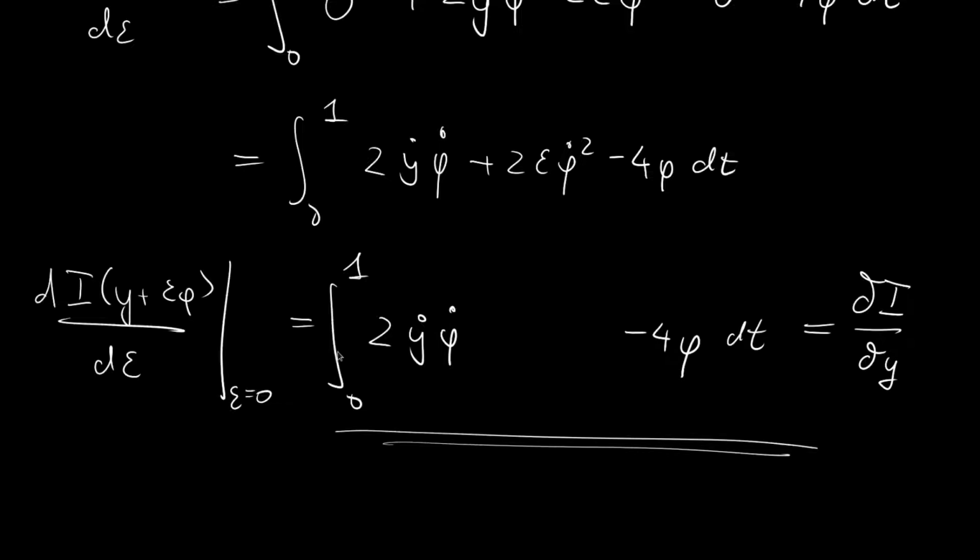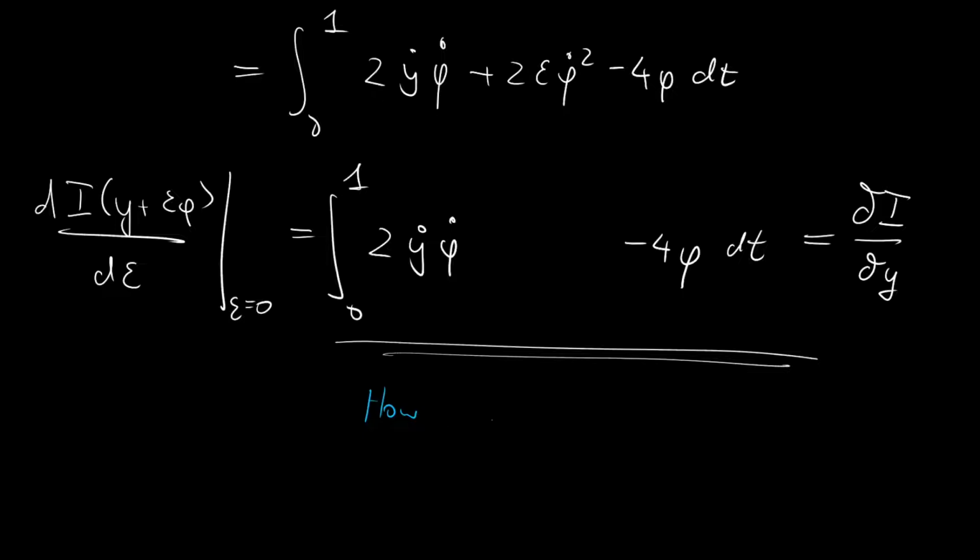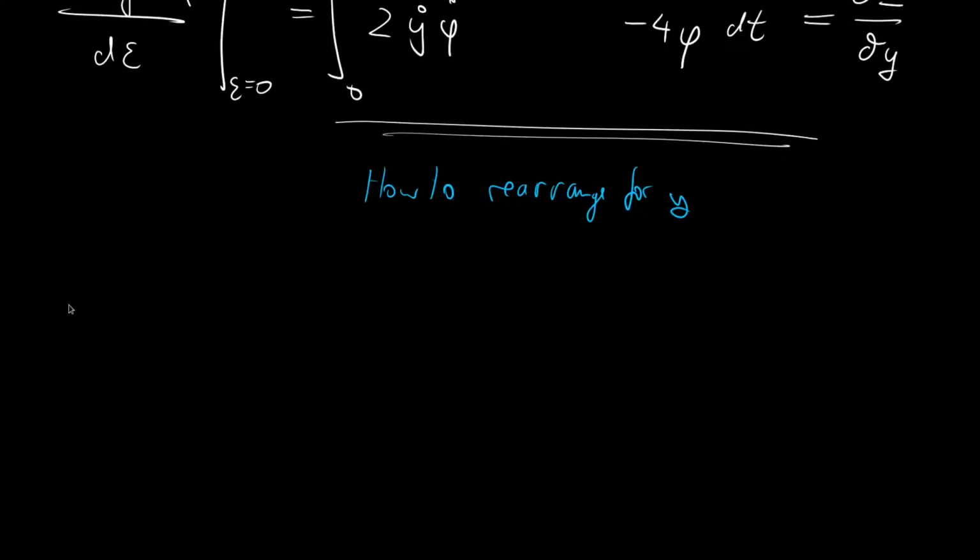Okay, great, but this is not a solution. So how do we rearrange this for y? So let's call this how to rearrange for y. And for this, we need to make some tricks. And we have to get rid of the prime over the phi in order to apply a trick from mathematics. And let's just do it, and then we will see it makes sense.